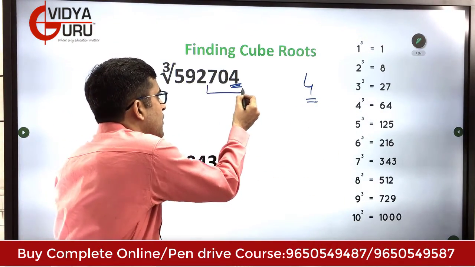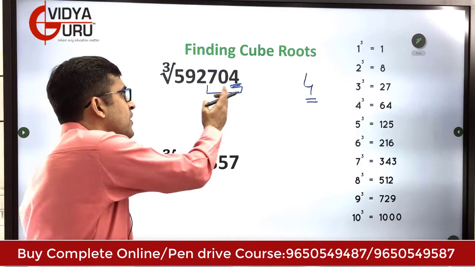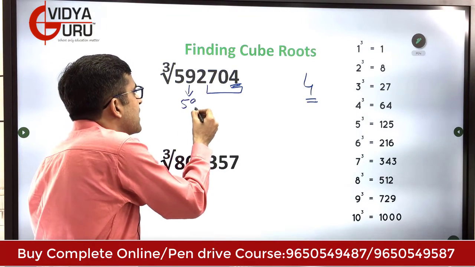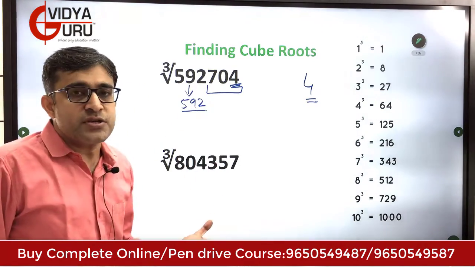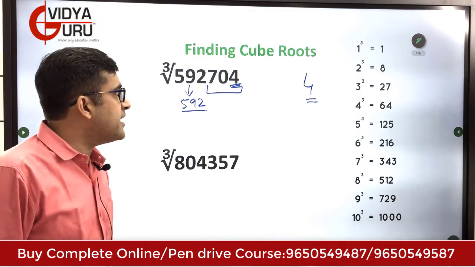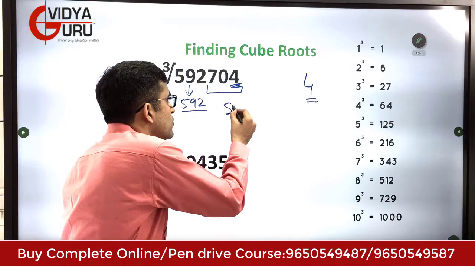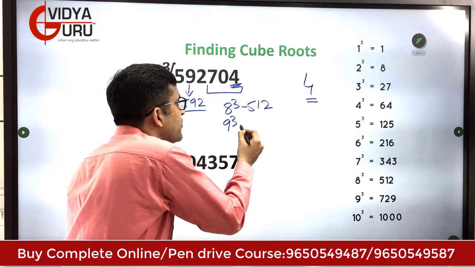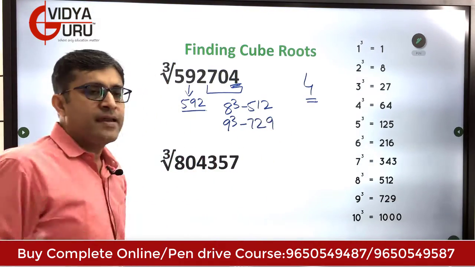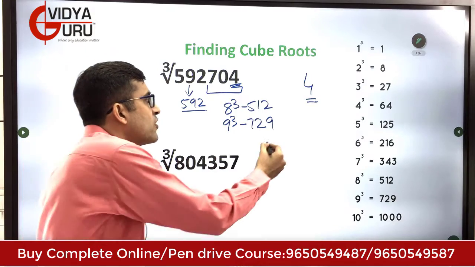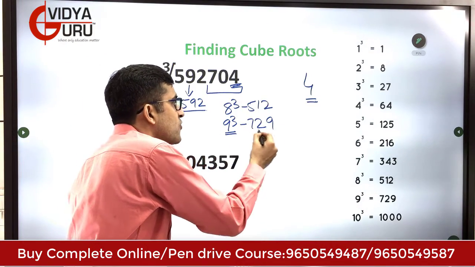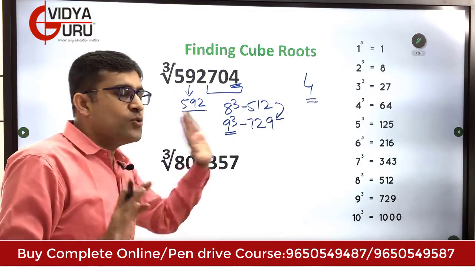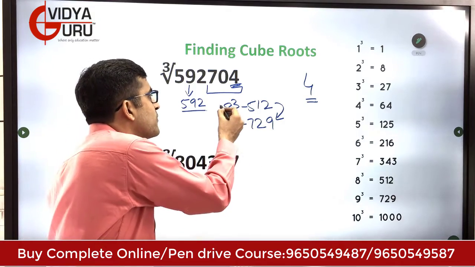I have made a group of 3 from the right. What I am left with, the remaining number, is 592. Now ask yourself, 8 cube is 512. 9 cube is 729. 592 has not reached 729. 592 is less than 729. So I will have to place 8.